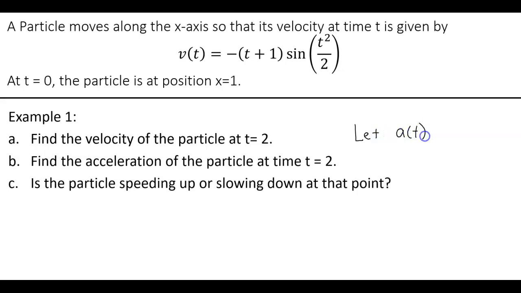And that's going to represent acceleration. But remember, anytime you create a new variable, you have to define it in terms of the variables they've already given you. Now, how do you find acceleration? Well, acceleration is the derivative of your velocity. So A is equal to v prime of t.